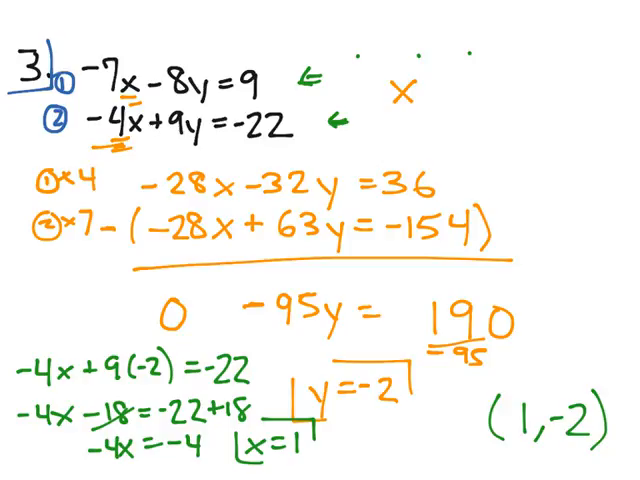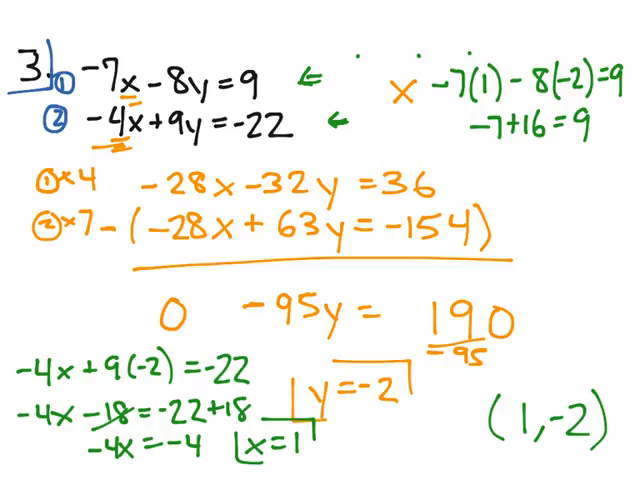And of course, we should double check with our first equation. If x is 1, then our first equation is minus 7 times 1 minus 8, y is minus 2, should be equal to 9. That's minus 7 plus 16 is equal to 9, which is correct. So we found the right answer here.